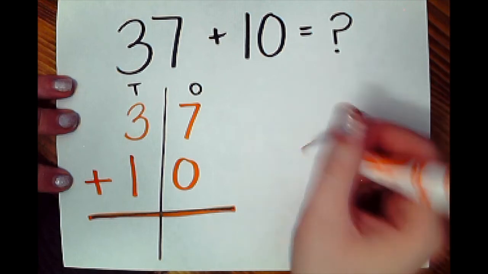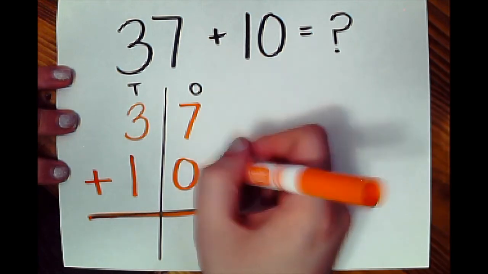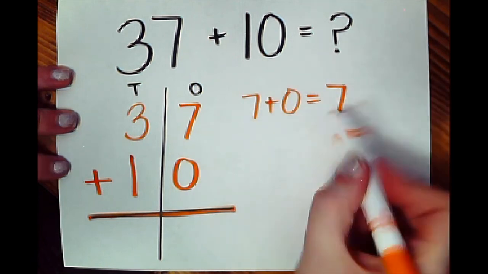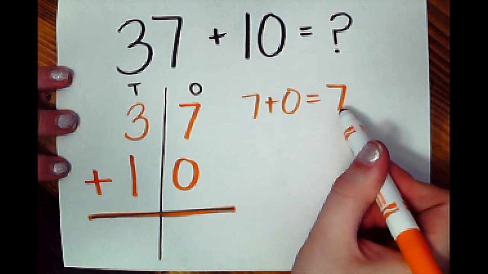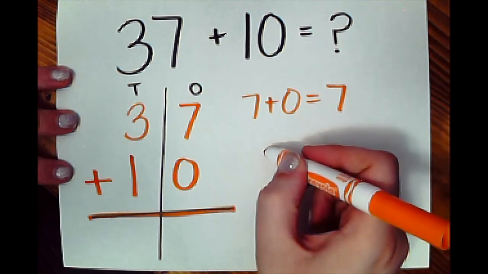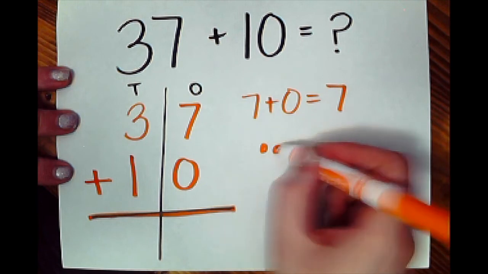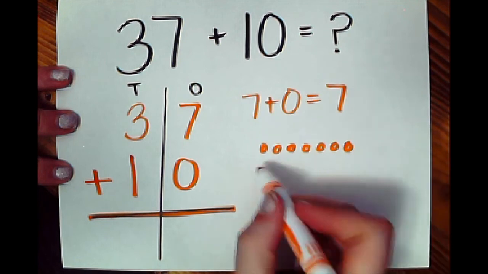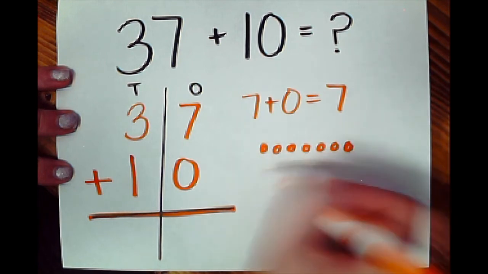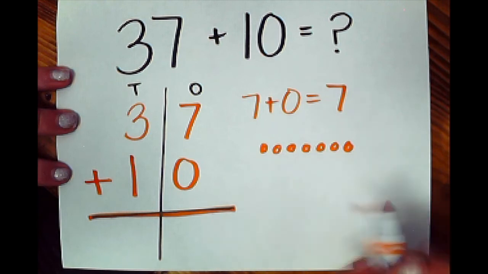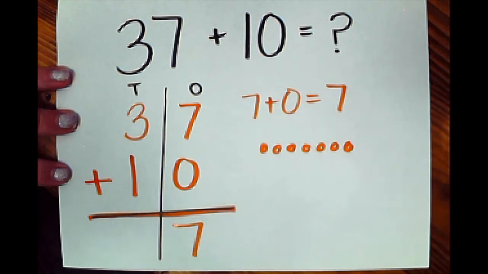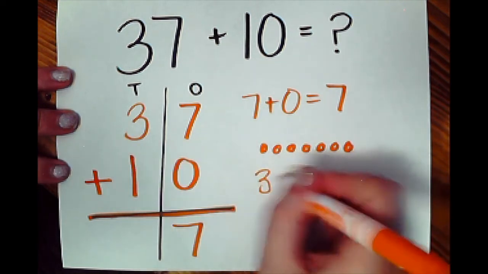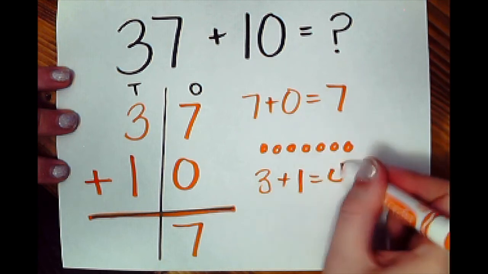Now, like I said, you can do this 2 different ways. You can write 7 plus 0 equals 7. And there's nothing to carry because we didn't make a 10. Or we can draw circles or dots and do 1, 2, 3, 4, 5, 6, 7 plus 0. I can't make a 10, so I just have 7 circles or dots written here. So I'm going to put my 7 in the ones place. And then I'm going to add my tens. 3 plus 1 equals 4 tens.